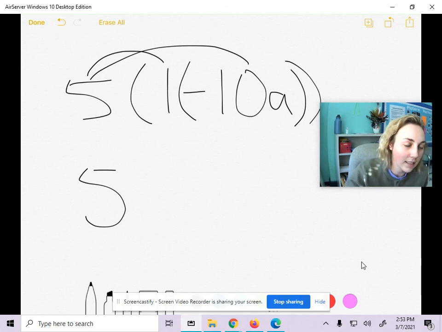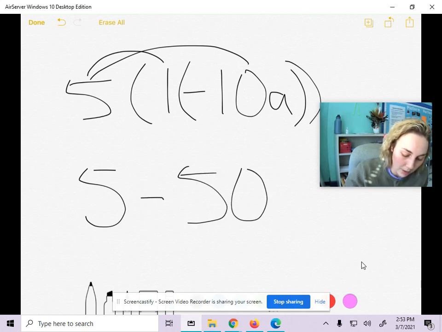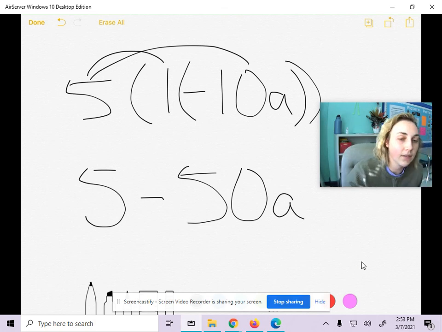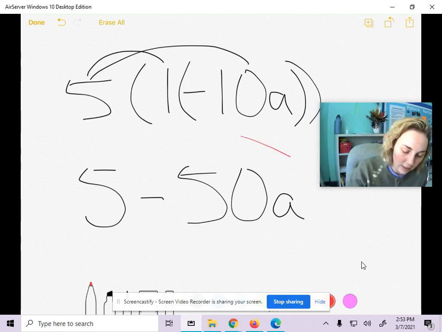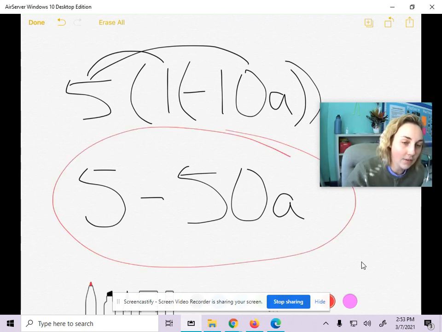So that minus 10a is going to turn into a negative 10a. We need to recognize that we're multiplying a positive times a negative, and that's going to give us a negative answer. So 5 times negative 10 is going to give us negative 50, and we have to bring that variable with it, giving us negative 50a. So our simplified terms, because these are not like terms, we cannot simplify it even more than this, is going to be 5 minus 50a.